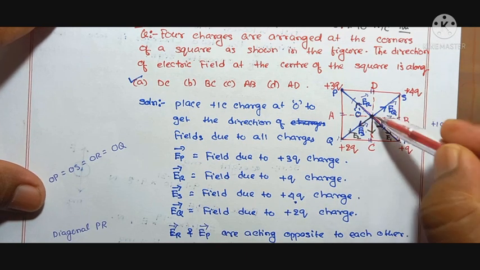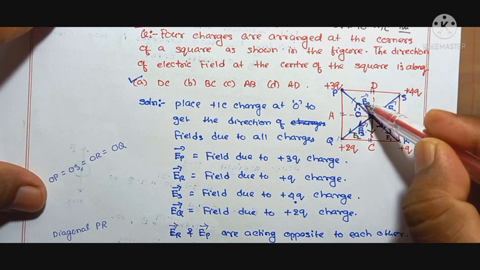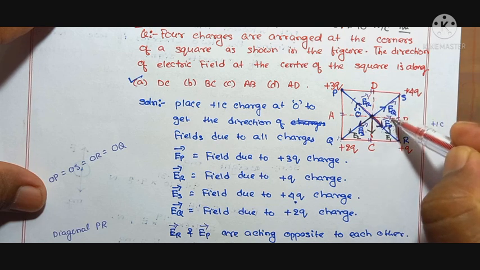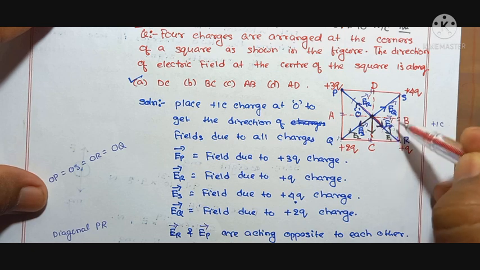Now ER and EP, these two electric field intensities are acting opposite to each other, and EP is greater than ER. So net electric field is EP minus ER and it is along OR.